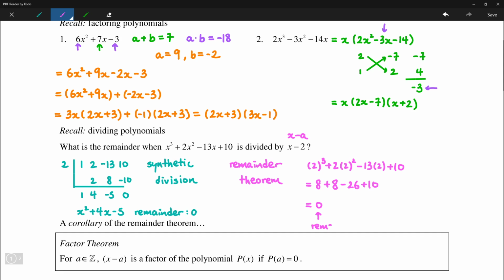So furthermore, we have a corollary of the remainder theorem, and that is: if a is an integer, x minus a is a factor of the polynomial p of x if p of a is equal to 0. So in the example that we just saw, x minus 2 is a factor of x cubed plus 2x squared minus 13x plus 10 because it divides evenly. So instead of having to divide every time, we can simply use the remainder theorem, and if the result is 0, then x minus a is a factor.